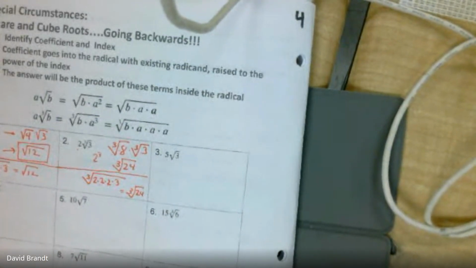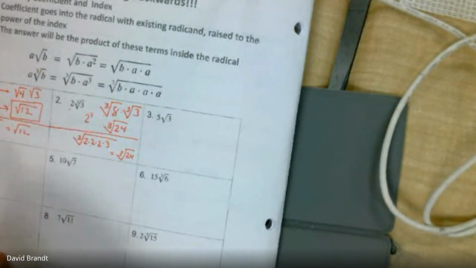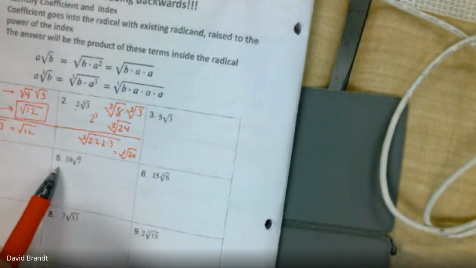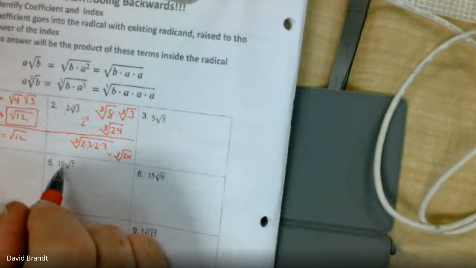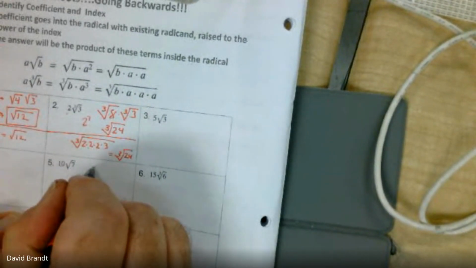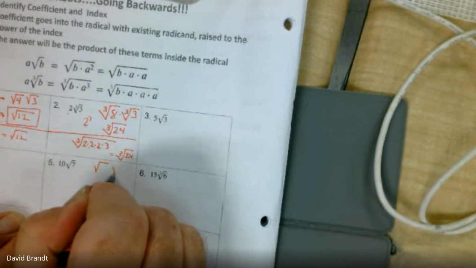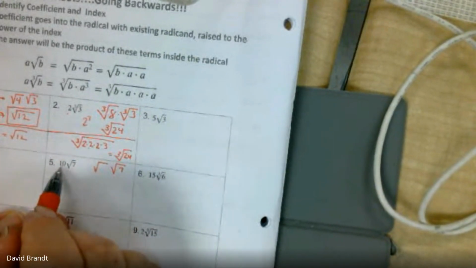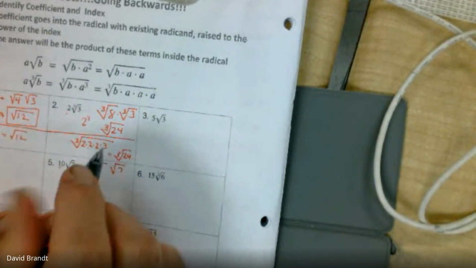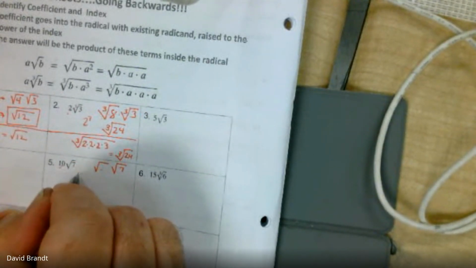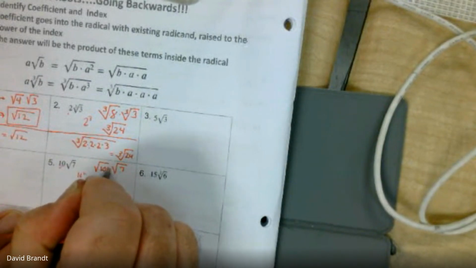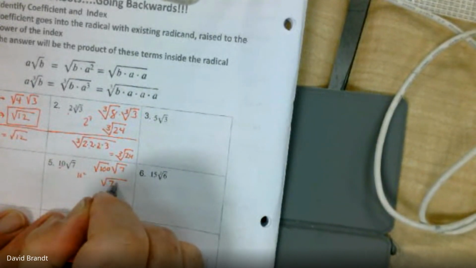All right, one more, and that's going to be it. All right, so let's say number 5. Number 5, this is a square root. All right, so we're going to put a square root. How do you put a 10 back under a square root sign? You square it. What is 10 squared? It's 100. Multiply those together, it's 700.